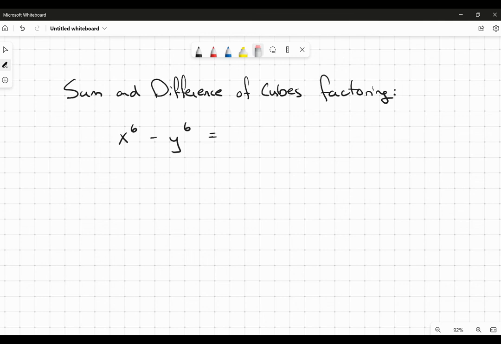Now you might look at this right off the top and say, well, wait a minute, I kind of see a difference of squares there. And yeah, you actually can go about approaching it like that, but I don't want to do that right now. But that is definitely an option. Now, some of you might look at this and say, well, hold on a second. Whoa, this isn't a difference of cubes because 6 isn't a perfect cube.